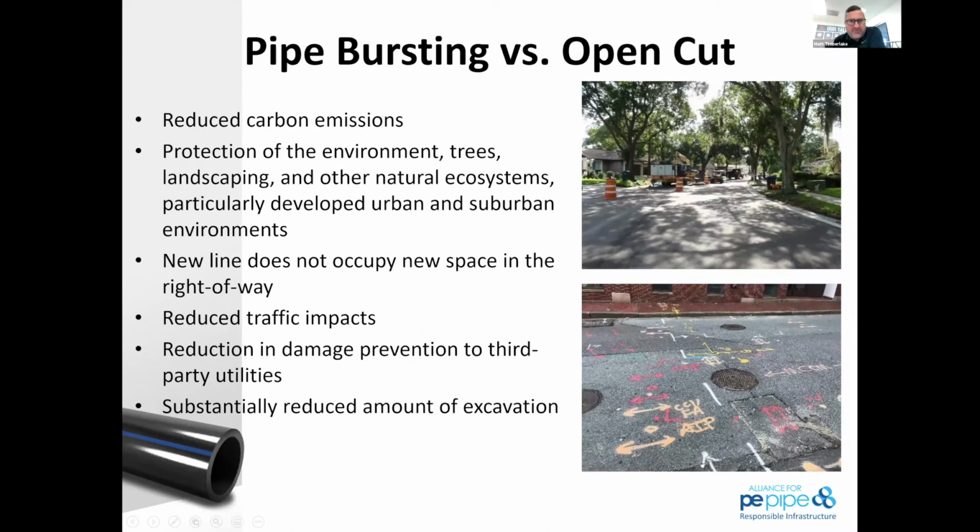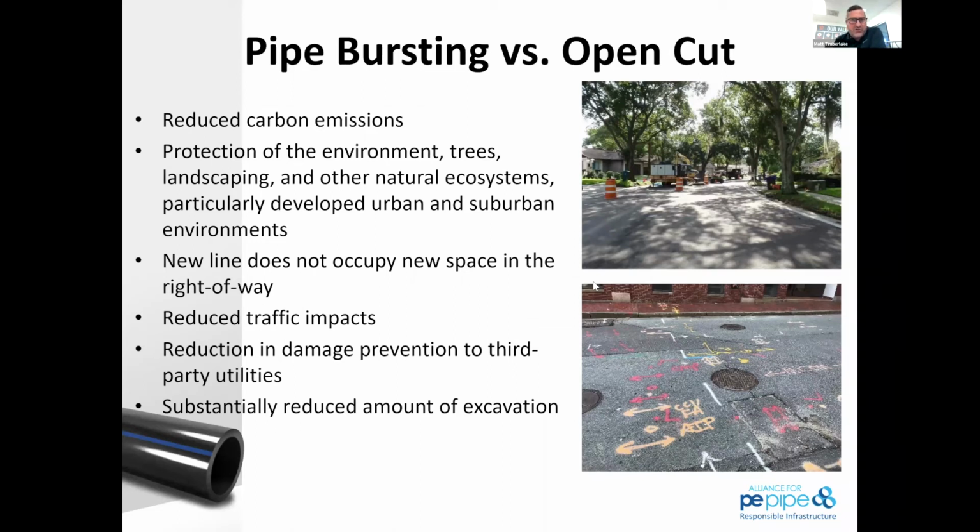Yeah. So comparing pipe bursting to open cut, there's a significant reduction in carbon emission. I think it was the British Columbia chapter of NASTT 10 years ago that created a carbon calculator to see, when you start really calculating how many dump trucks come in and out of an open cut site versus a pipe bursting site, it is a pretty dramatic reduction.